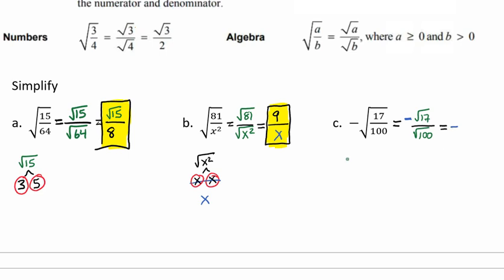The square root of 17 is not perfect, so we'll need to break that down. Well, 17 is a prime number, so nothing except for 1 and 17 will make that. Because we can't break it down any farther, that's going to give us the square root of 17. And the square root of 100 is 10. And so our final answer is going to be negative radical 17 over 10.